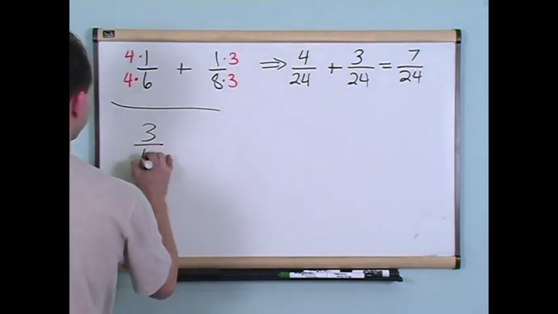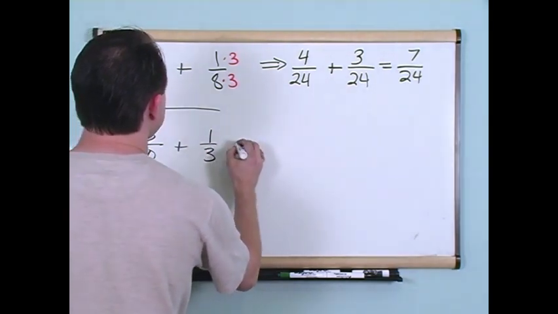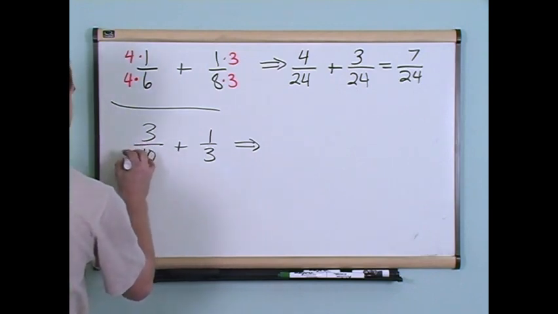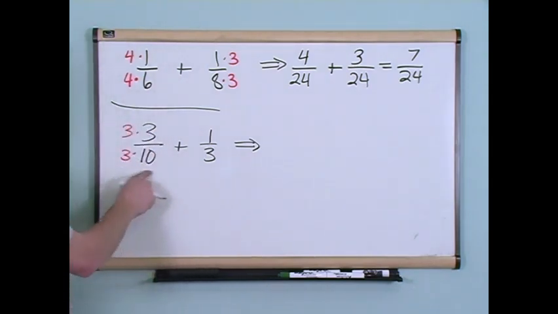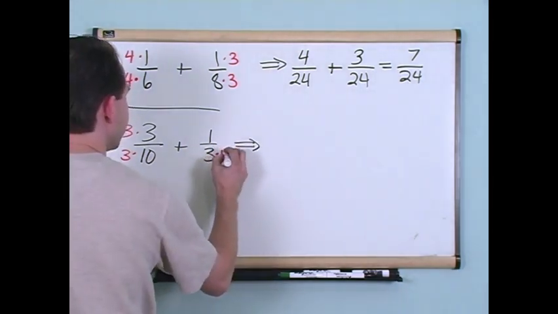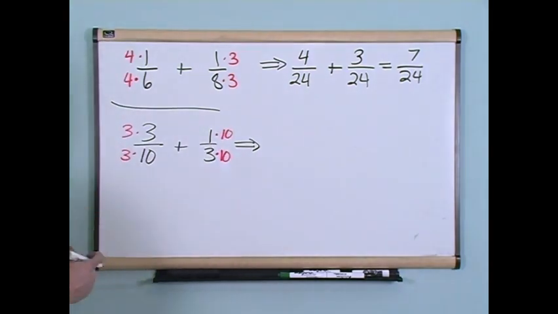Last problem we're going to do is 3/10 plus 1/3. Again, different denominators, so we're going to have to do something. What I'm going to do is, I know that 10 times 3 is going to give me 30, so 30 will eventually be over here. And if I take 3 and multiply times 10, that will also give me 30. So that's going to be my common denominator.